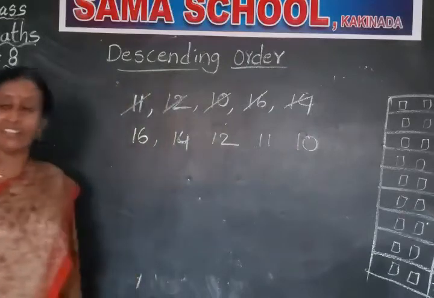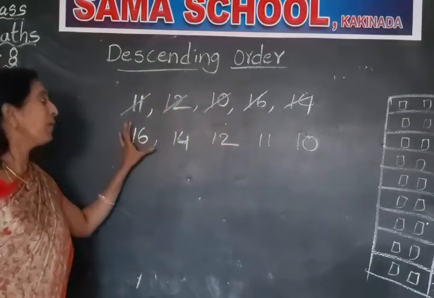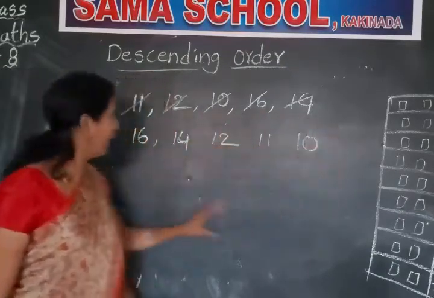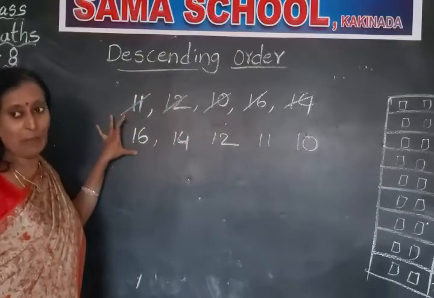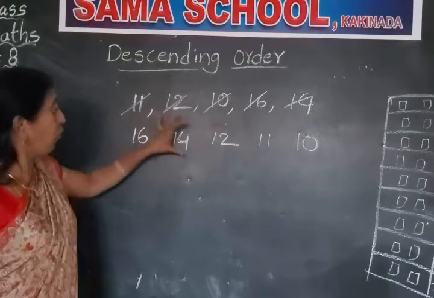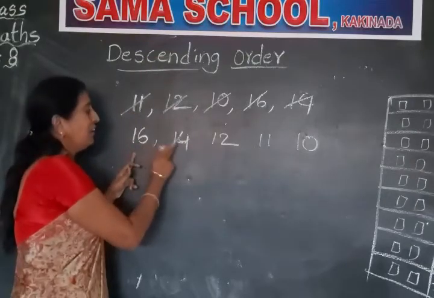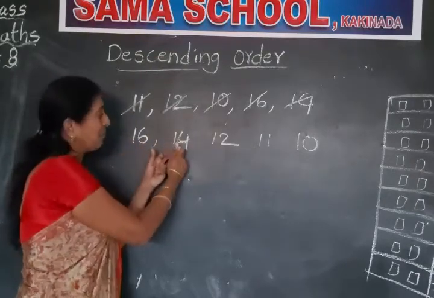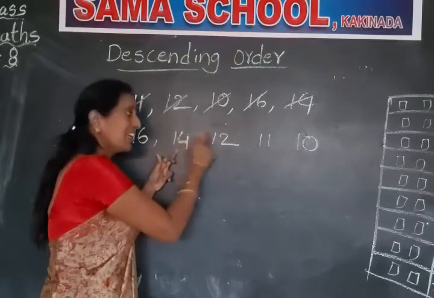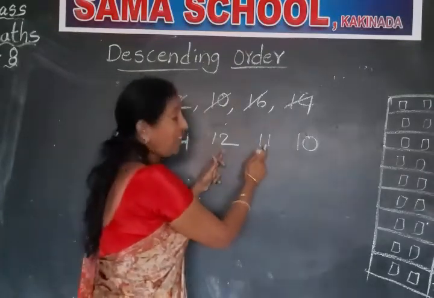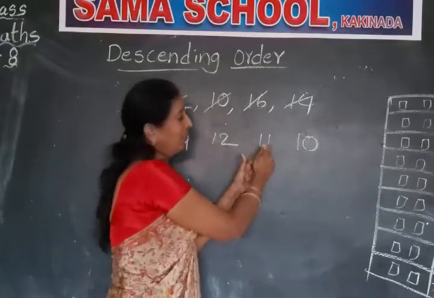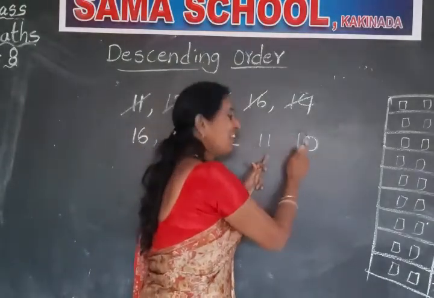That means descending order is big number to small number. See that 16 is a big number. 14 is smaller than 16. Next, 12 is smaller than 14. Next, 11 is smaller than 12. Next, 10 is smaller than 11.